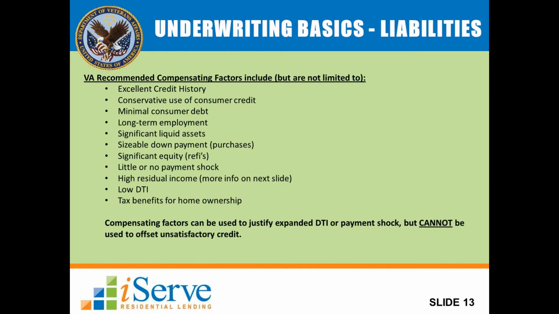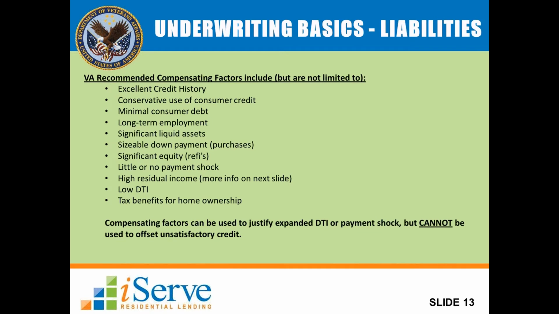Speaking of which, I'm going to go over VA's recommended compensating factors. I will tell you right off the bat that this comes directly from the VA. Some of these things, quite honestly, are things that an underwriter is going to expect, not necessarily a compensating factor. For example, excellent credit history. Well, we hope the borrower has excellent credit history. So there are still some underwriter discretionary things.